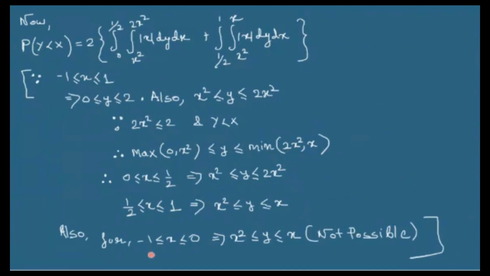But for x in the range greater than -1 and less than 0, we have x squared less than or equal to y less than or equal to x, which is an impossible case. Hence, we will not consider the case -1 less than x less than or equal to 0. So we'll only consider that x lies between 0 and 1. That was the reason for breaking the whole probability integral into two parts.